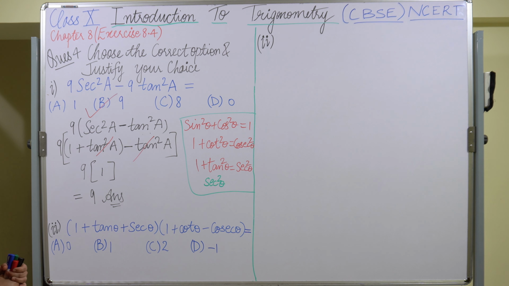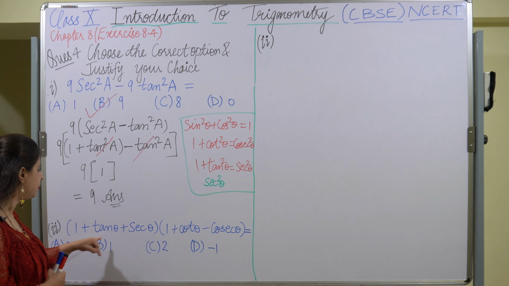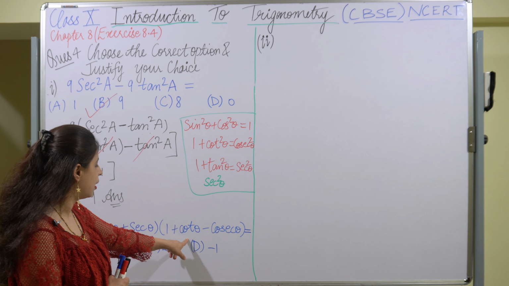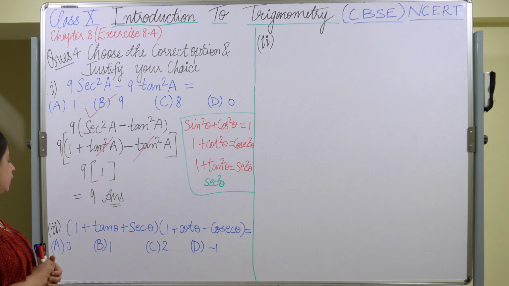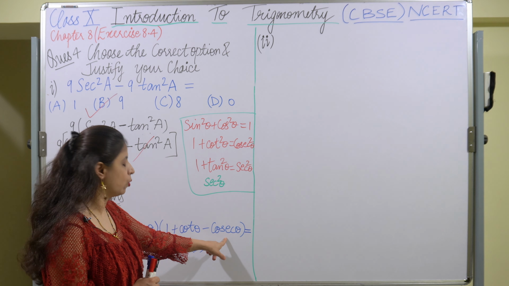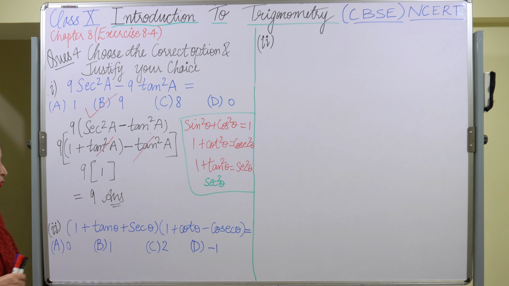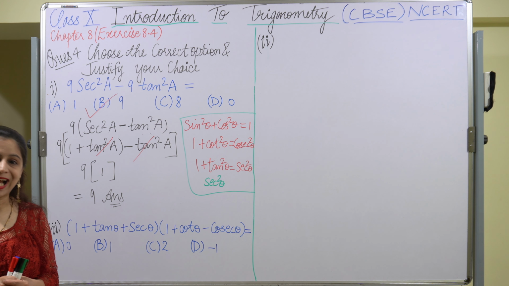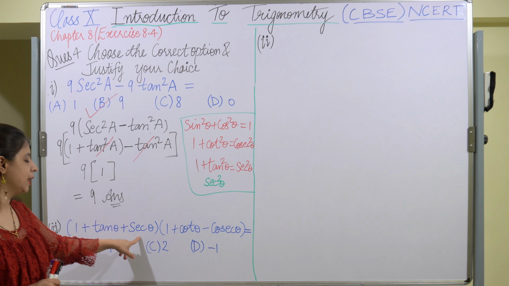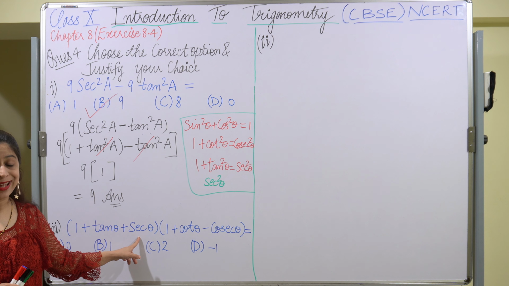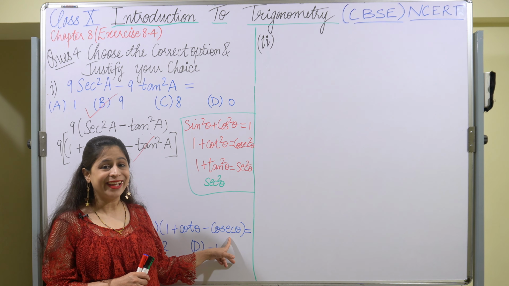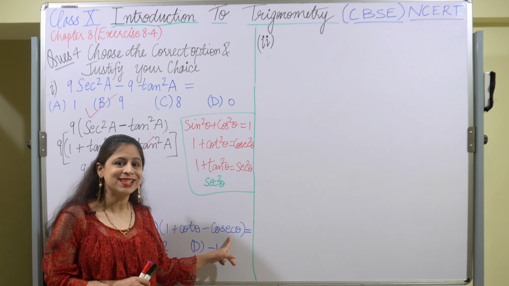In the second part, we have an expression: 1 plus tan theta plus sec theta multiplied by 1 plus cot theta minus cosec theta. Here we should replace tan, sec, cot and cosec in terms of sine and cos. We already know that tan theta is equal to sine upon cos. Sec theta is the reciprocal of cos, so it will be 1 upon cos. Then cosec is the reciprocal of sine, so cosec theta will be equal to 1 upon sine theta.